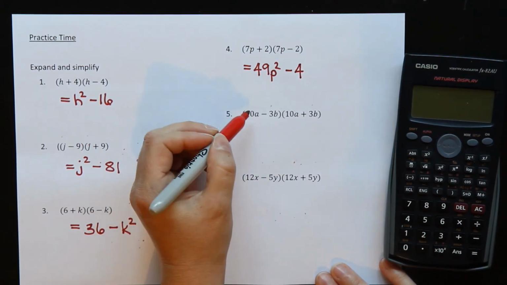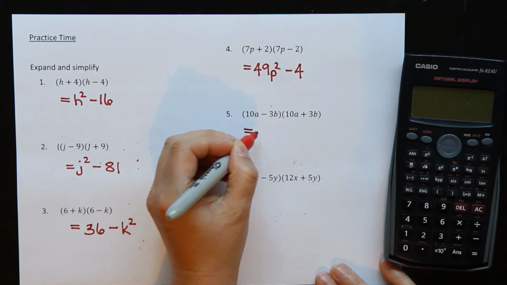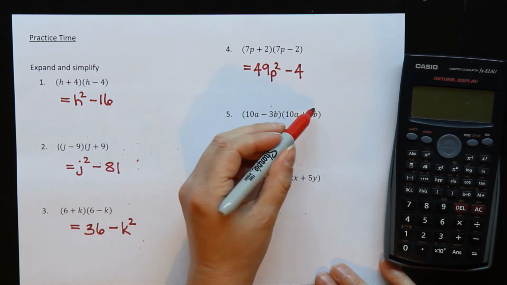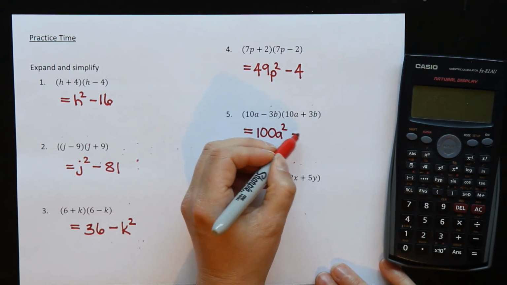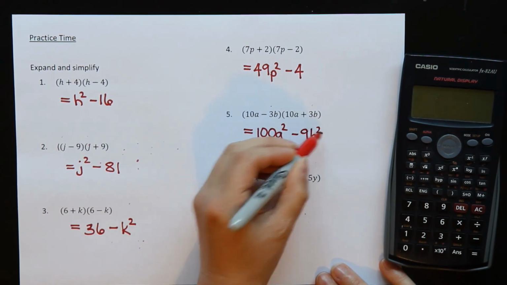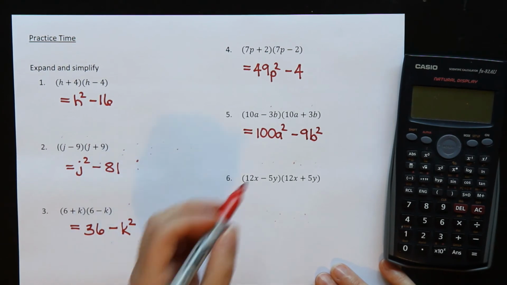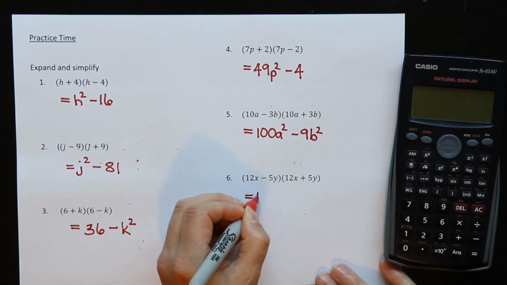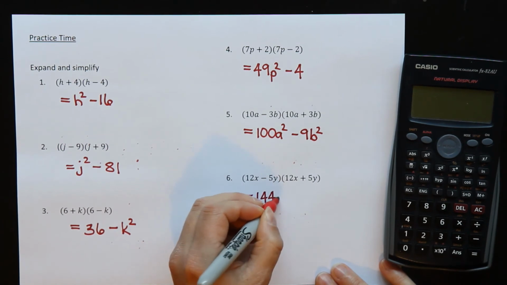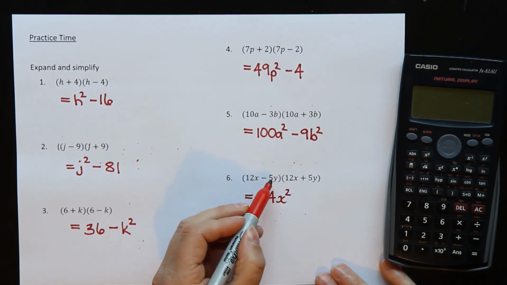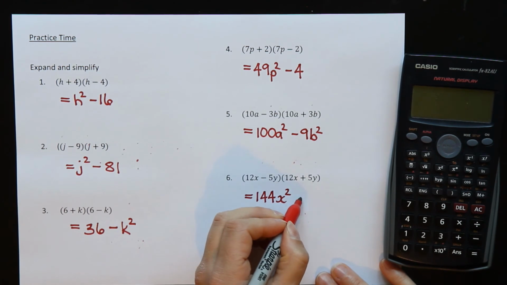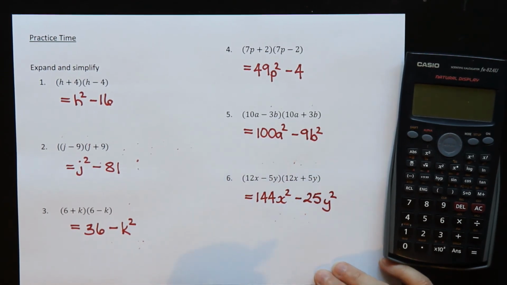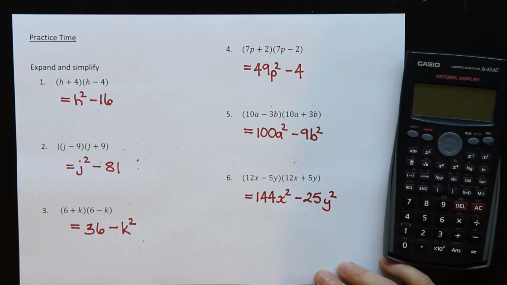Question 5. First times first, 10 times 10 is 100a squared. And last times last, minus 9b squared. Question 6. First times first, 12 times 12 is 144x squared. And last times last is minus 25y squared.